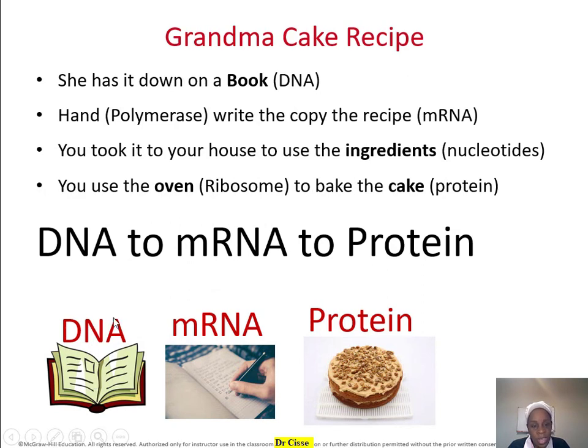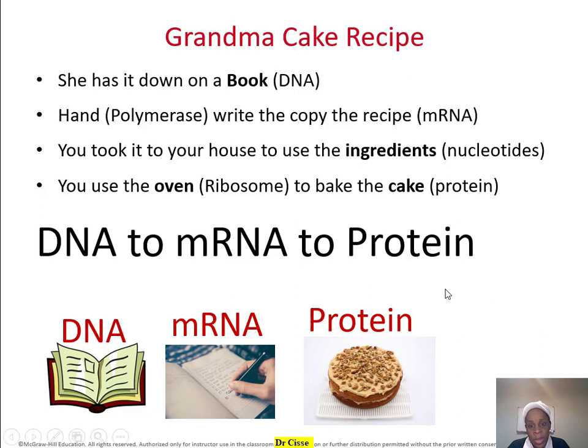The book in this case is the DNA located in the nucleus. So in this case, the kitchen is the nucleus of the cell, just like the middle of the house, right? Then an enzyme called polymerase will write down the copy of this recipe on the piece of paper. Then, by using the ingredients, we bake the cake. So the copy of the DNA is called mRNA, messenger RNA.